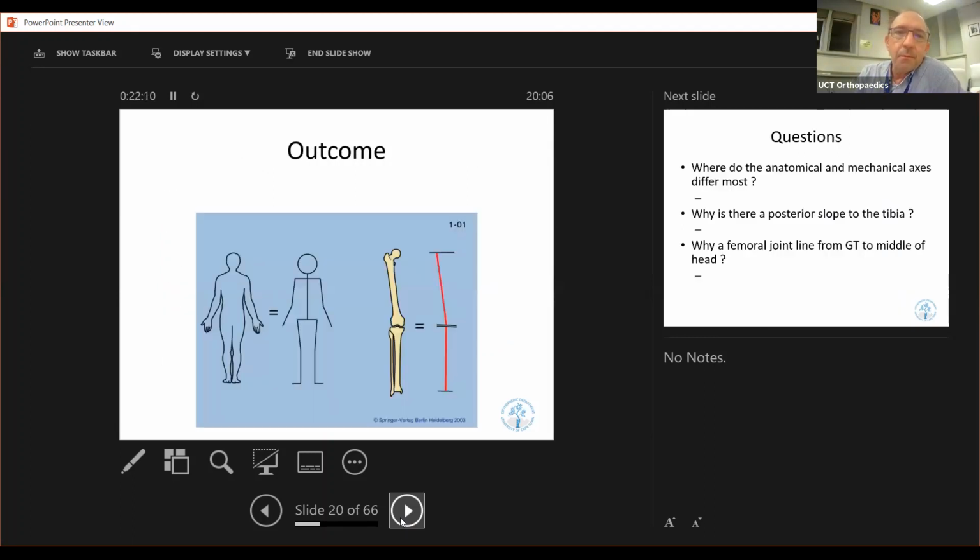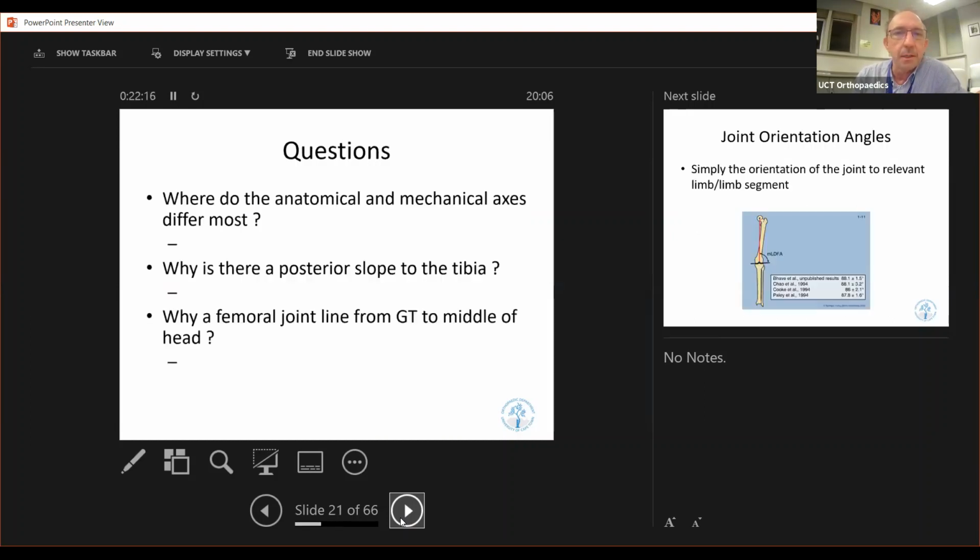So the outcome of all of these lines is going to be this, a stick figure. And then I had a couple of questions. We're not really going to get too bogged down here.